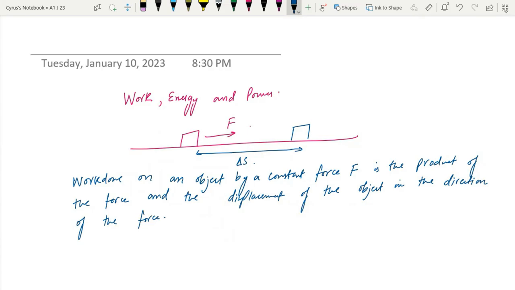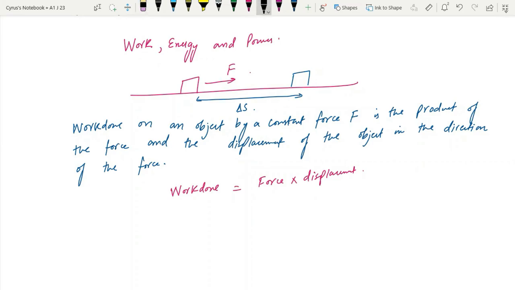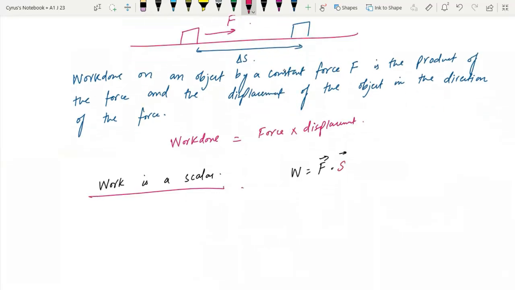And we can write here work done as force multiplied by the displacement. You should know that work is a scalar. It is not a vector. And why it is not a vector? Because the product of force and displacement, the dot product of force and displacement gives you a scalar. The work is F into S. And you should know that work is a scalar.